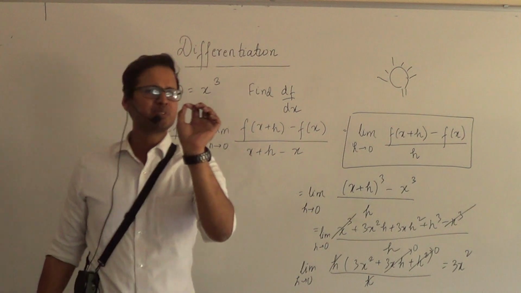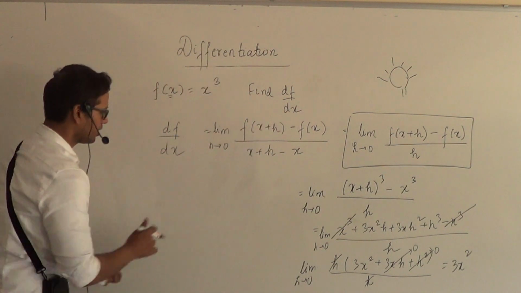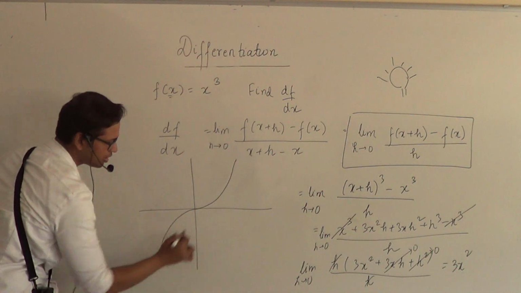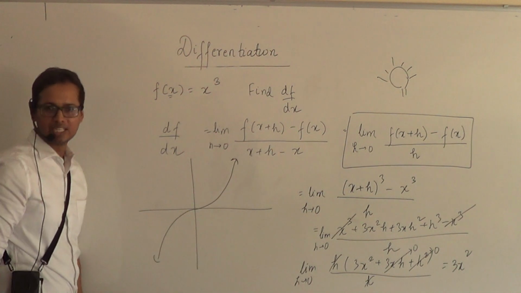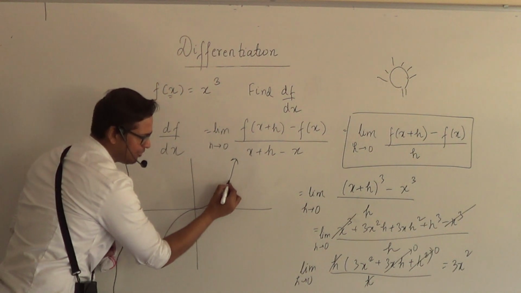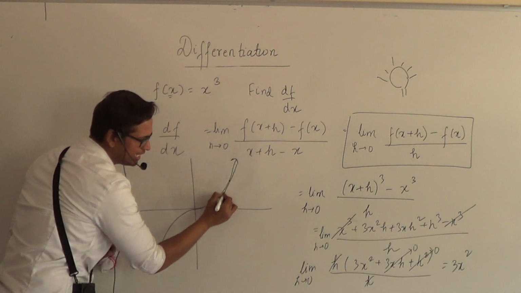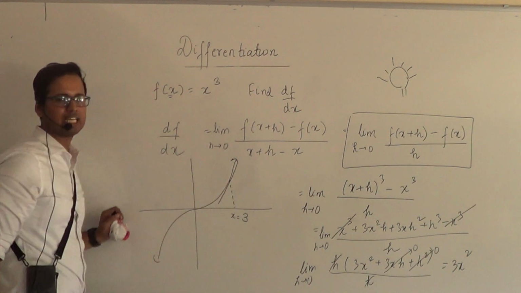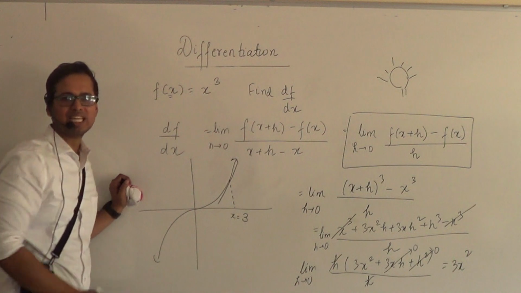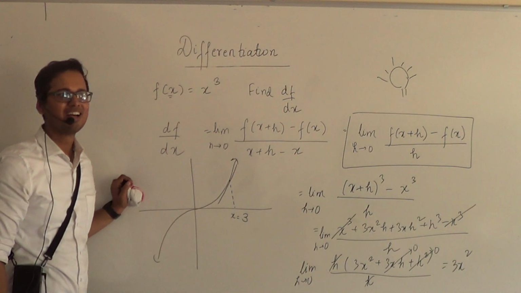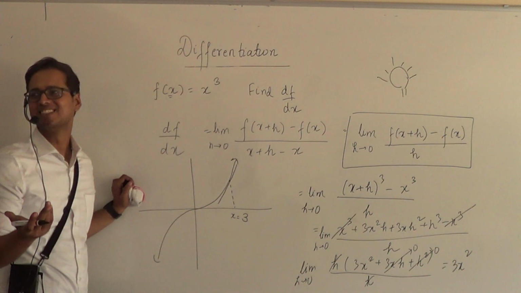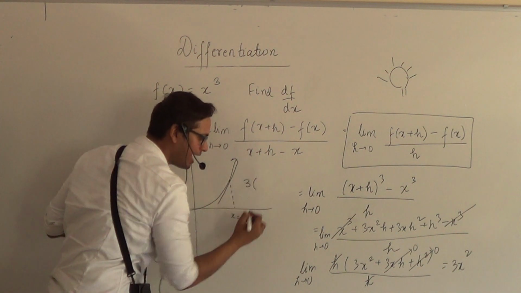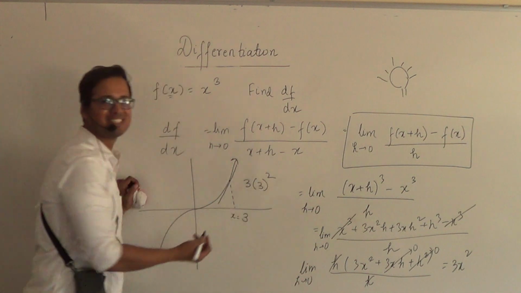So guys, I have a small question for all of you. The x cube graph is known to us. If I say I am drawing a tangent at a point x equal to, let's say, 3, what is the slope of this tangent? It will be 27. Yes. The answer is 27. That is 3 into x square.